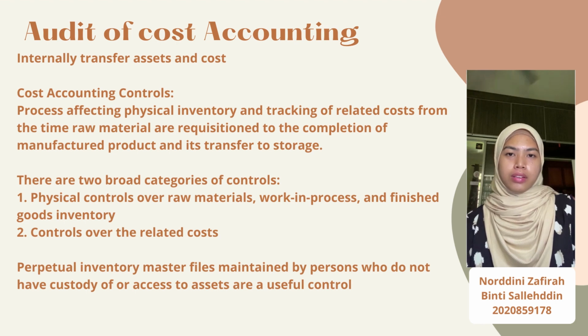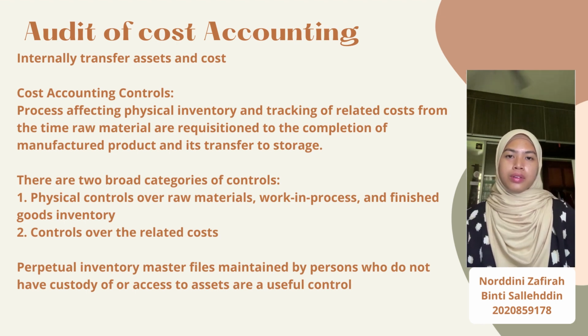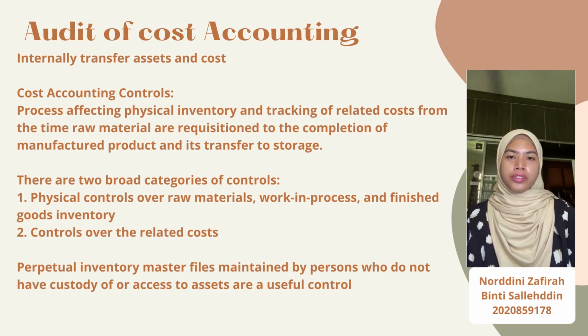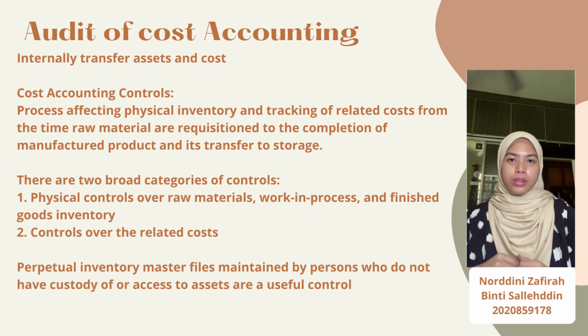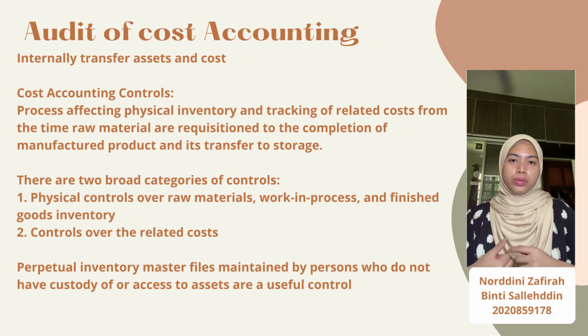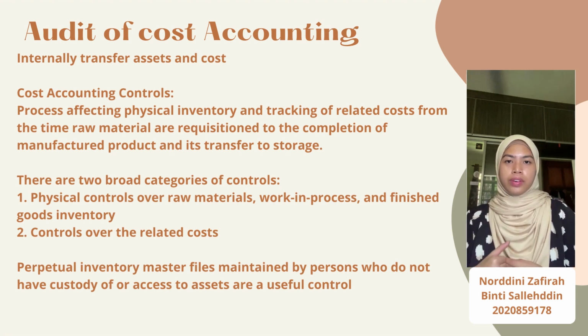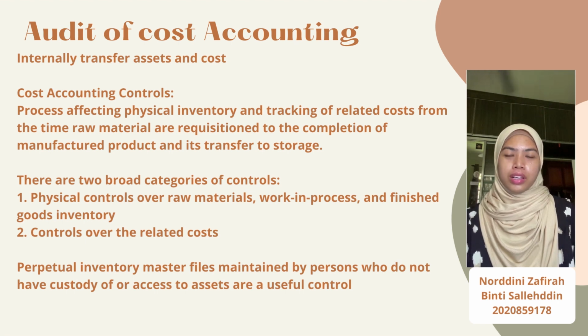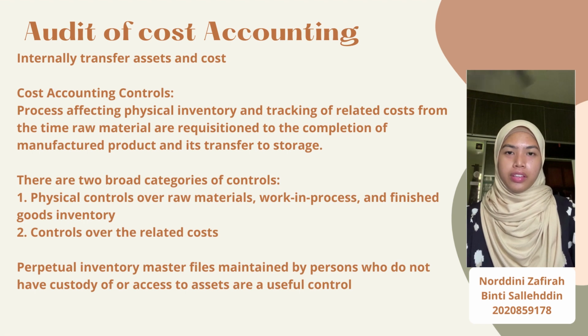We'll discuss the audit of cost accounting. Our discussion in this section starts with the transfer of assets from raw materials to work in progress to finished goods inventory. We will also focus on the systems and controls of the transfer of inventory costs. Cost accounting controls are those related to the process affecting physical inventory and tracking of related costs from the time raw materials are requested, the time manufacturing of the product is done, and its transfer to storage.